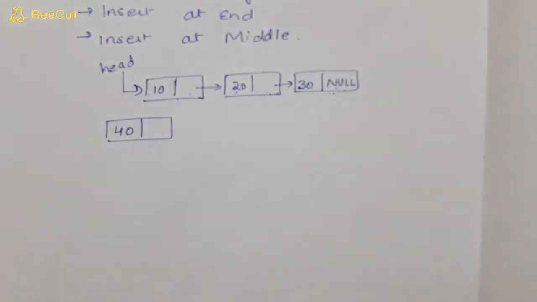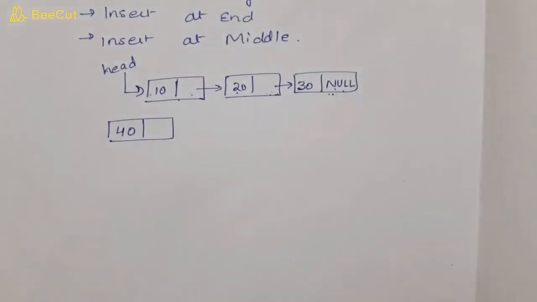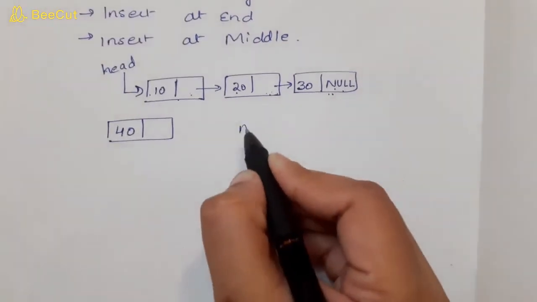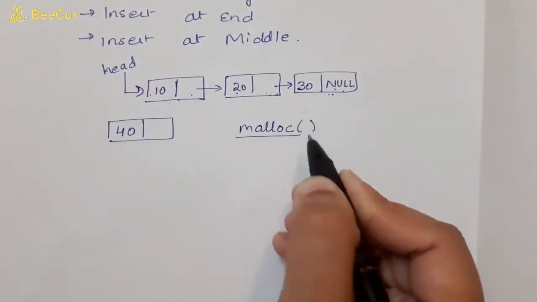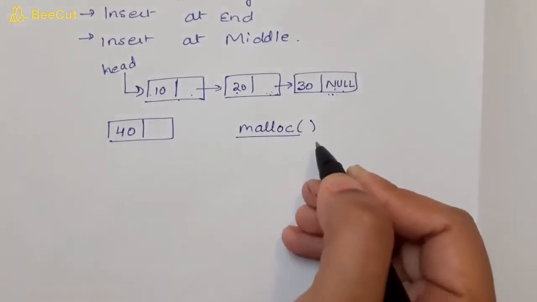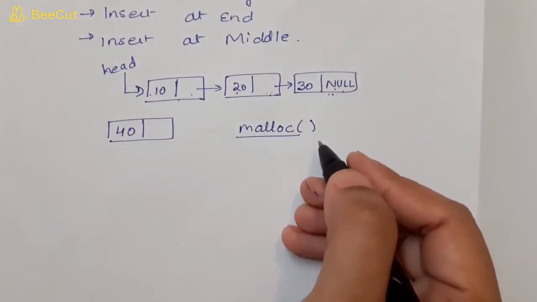For this insertion, what do we need? The first thing is we need to create memory for this particular node. To create memory through pointers at runtime, we need the malloc function. Malloc is a function which stands for memory allocation, and if you're using this function, you need to use the stdlib.h header file. You need to include that header file in your program.